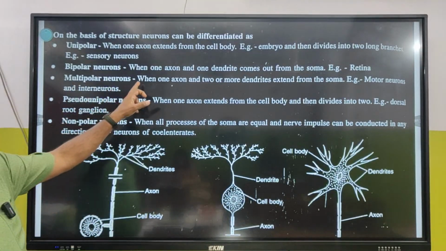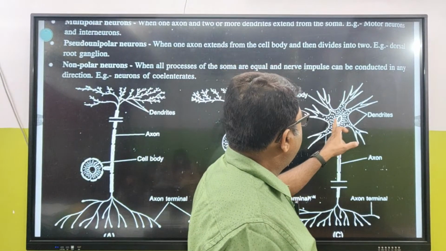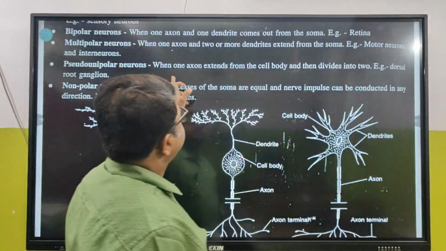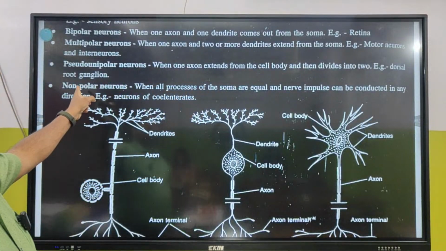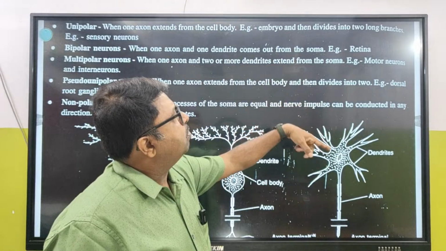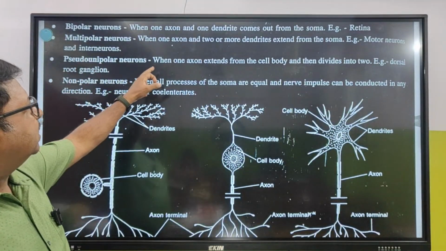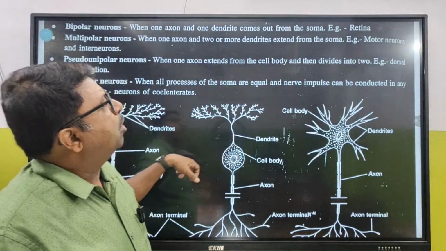Okay, multipolar, when one axon and two or more dendrites. Only one axon, two or more dendrites from the cell body. When one axon and two or more dendrites extend from the soma. Example, motor neurons and interneurons. Pseudo-unipolar, when one axon extends from the cell body and then divides into two.